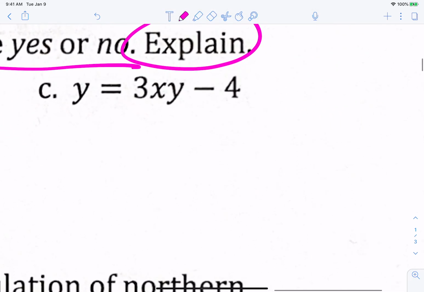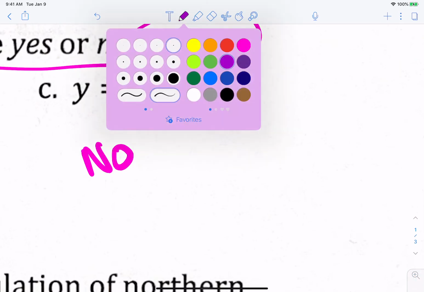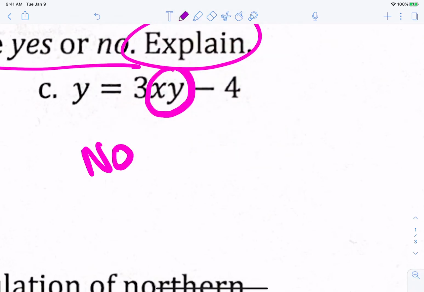All right, C, is it a linear function? No. Why not? X, y. X and y together. Okay, that's what makes it bad. Now, Jake Hodson this morning tried to pass this off. He said, well, you can just divide by y and then it's fine, right?